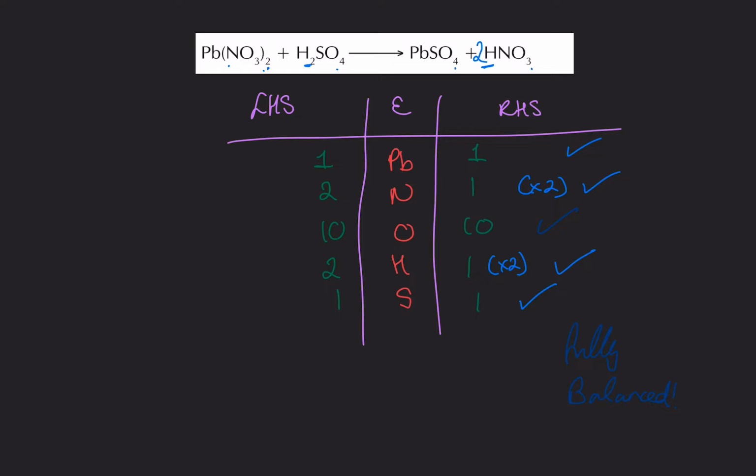Hopefully that makes sense. The bigger numbers here represent only ratios, so you're not changing the actual molecules that are present in any way. You're just doubling the amount that is present. So that's important. You're not actually changing the chemical formula at all.